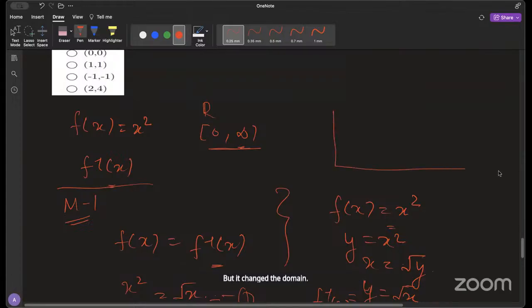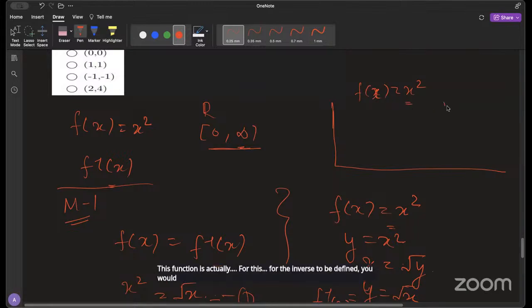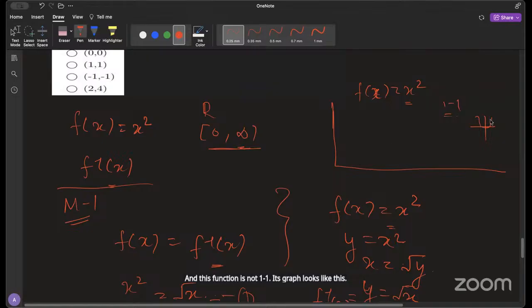So note that when you have f of x equals x square, and then you try to find the inverse of it, the domain of f is going to be the range of the inverse. For the inverse to be defined, you would want this function to be 1-1. And this function is not 1-1. Its graph looks like this. It's not 1-1, obviously. So we're just eliminating this part. We don't want this part to be in the domain so that this function becomes 1-1.